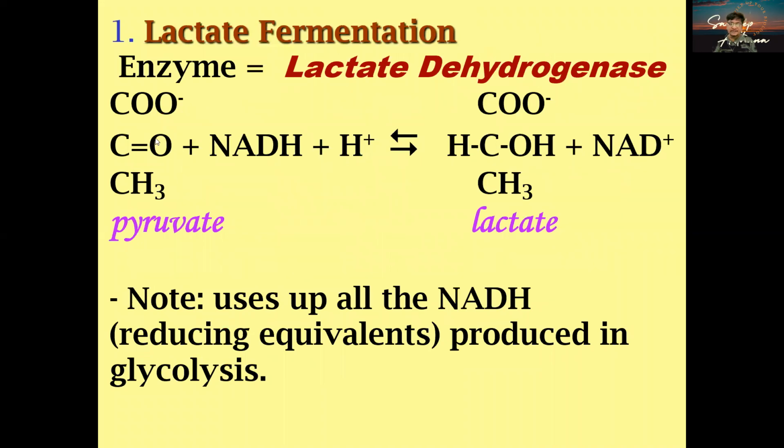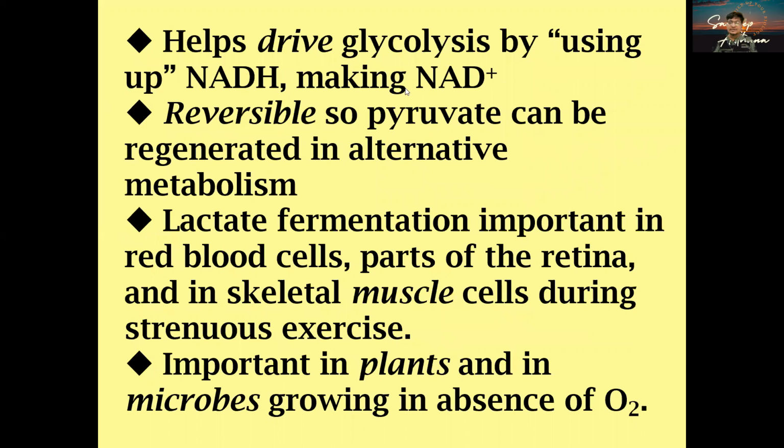Lactate fermentation, you can see over here, the pyruvate will... this is the process which is very important in two ways. One, the pyruvate will not have a fate to end up with, so it will be converted to the lactate. And second, that is more important, here the NADH which has been locked over here will be released into the NAD plus. So NADH, which is produced during the process, can be reused again. This helps to drive the glycolysis by making the NAD plus available, reversible. So pyruvate can be regenerated in the alternative metabolism.